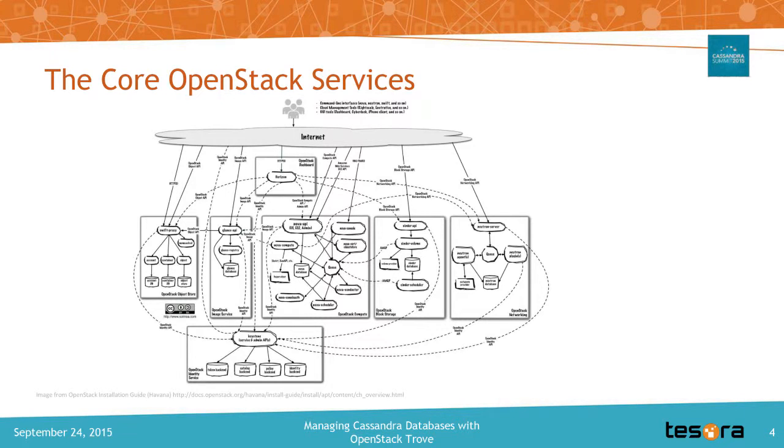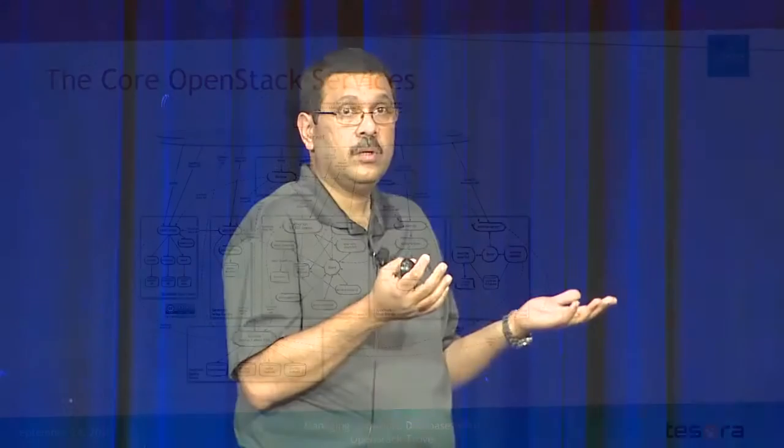For those of you who are trying to magnify this picture, I apologize. There's a URL sitting here in the right-hand corner. All of these slides are available online on our website, tesora.com/slides/Cassandra Summit, if you want. This particular image is also available in the OpenStack documentation. So this is just a schematic of what a typical OpenStack deployment would look like.